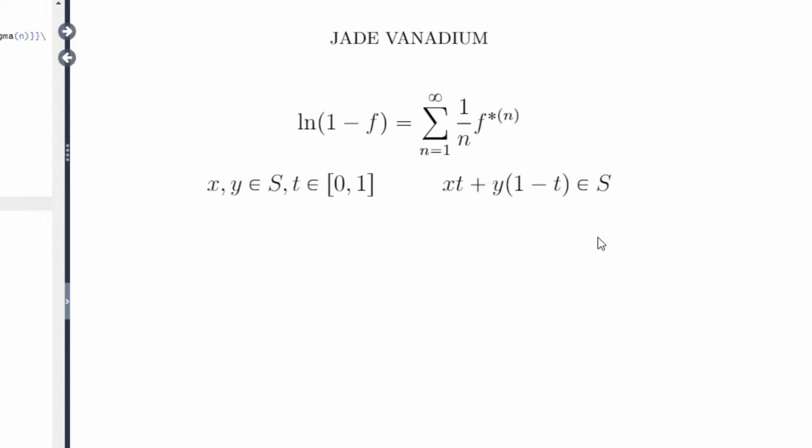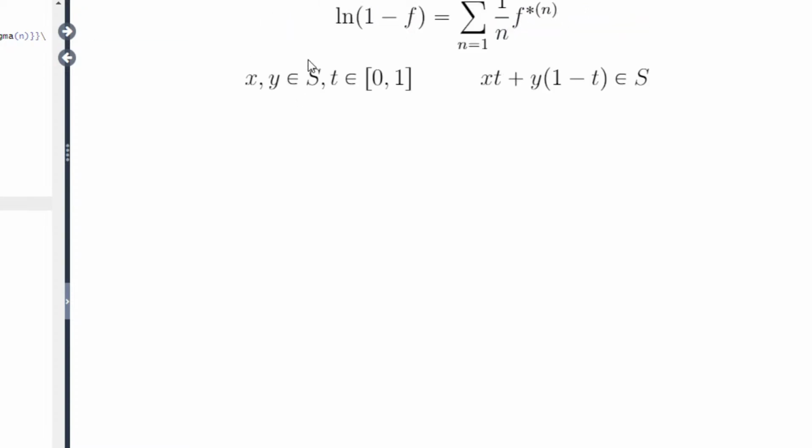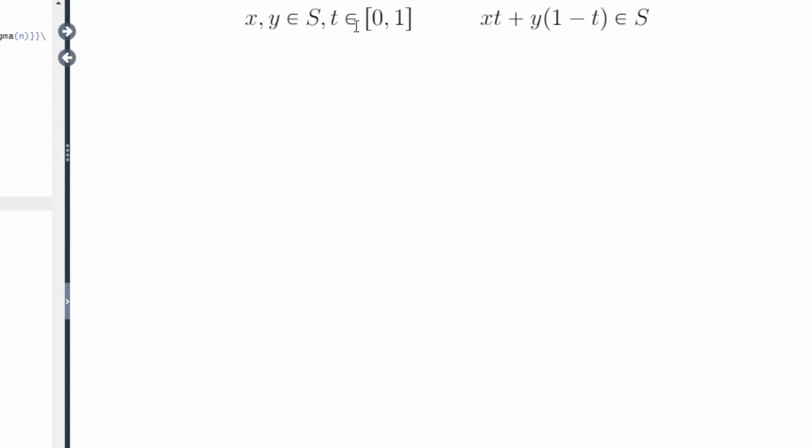Okay, so the characterization of a convex set: here we have some set S, which we presume is in a vector space. If we have two points in this set, x and y, and also a number t in [0, 1], we can take this convex sum, x times t plus y times (1 minus t). Whenever we take a convex sum like this, it will also be in the set S. So that's what it means for a set to be convex. It's convex if all of these convex sums are in the set.